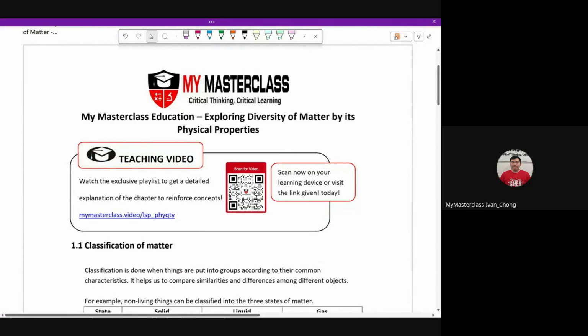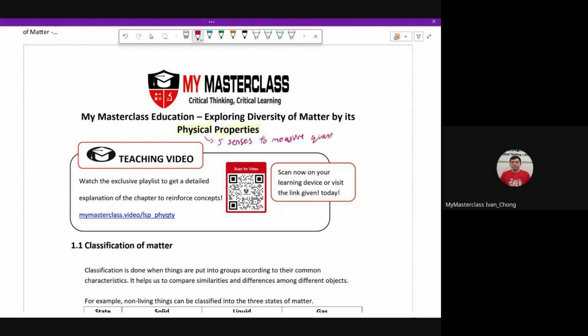Okay, so let's start the chapter on the diversity of matter by its physical properties. Before we even start the chapter, let's break down what exactly physical properties are. The word physical means things that you can use your five senses to touch or measure, to measure whatever quantity that is.